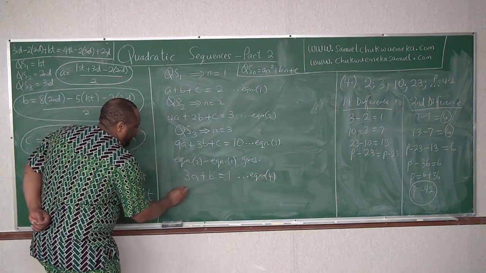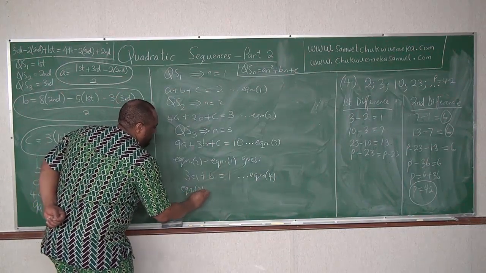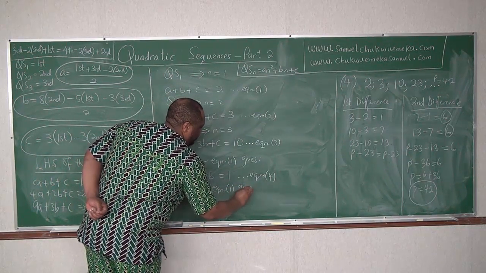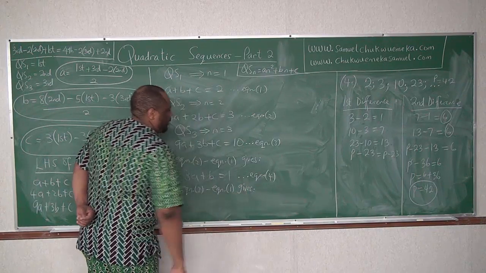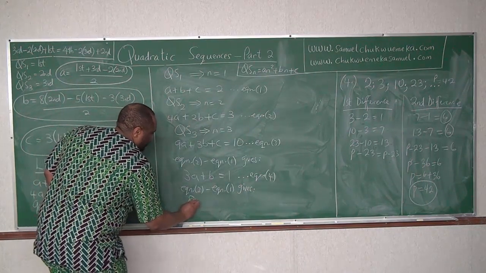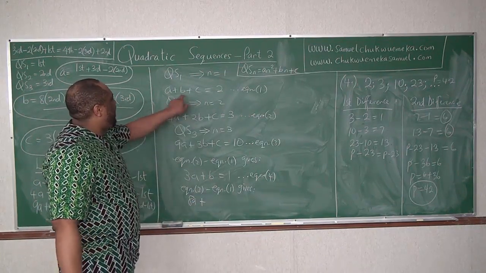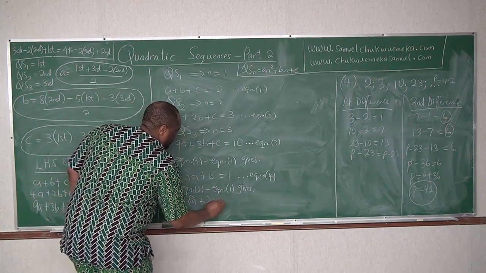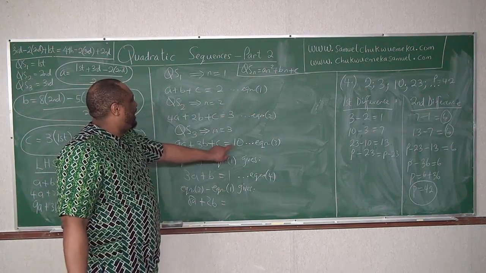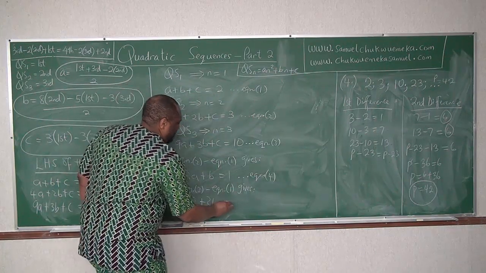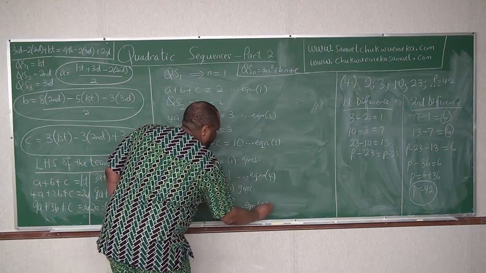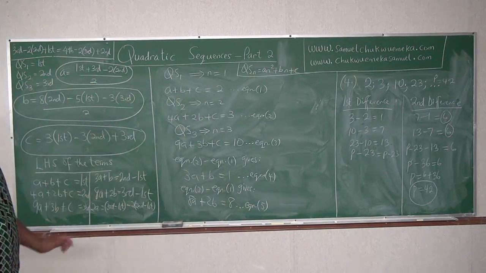Then do equation 3 minus equation 1. That gives 9a minus a, 8a, plus 3b minus b, 2b, c minus c, gone, equals 10 minus 2, 8. Call this equation 5.